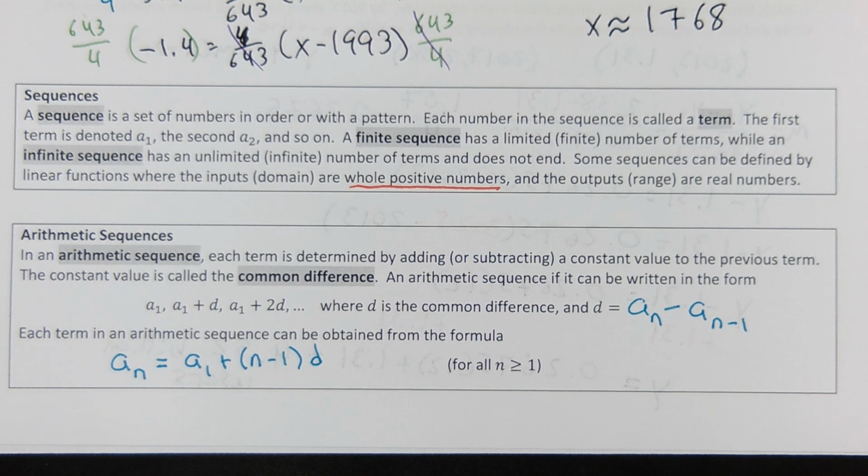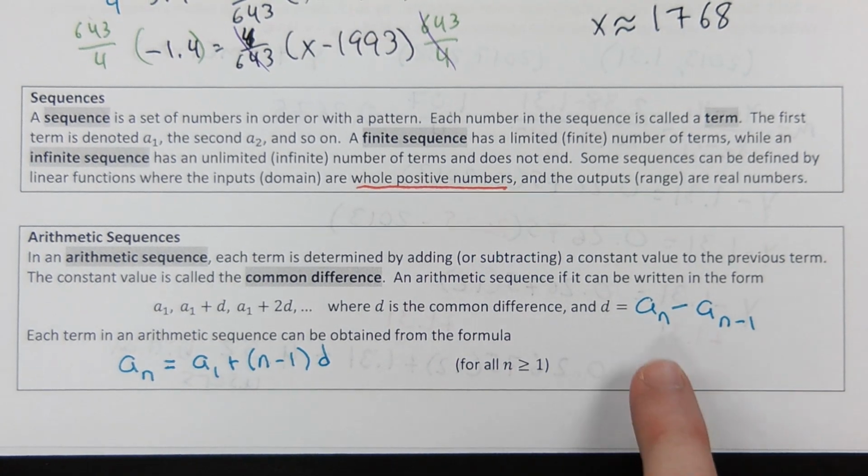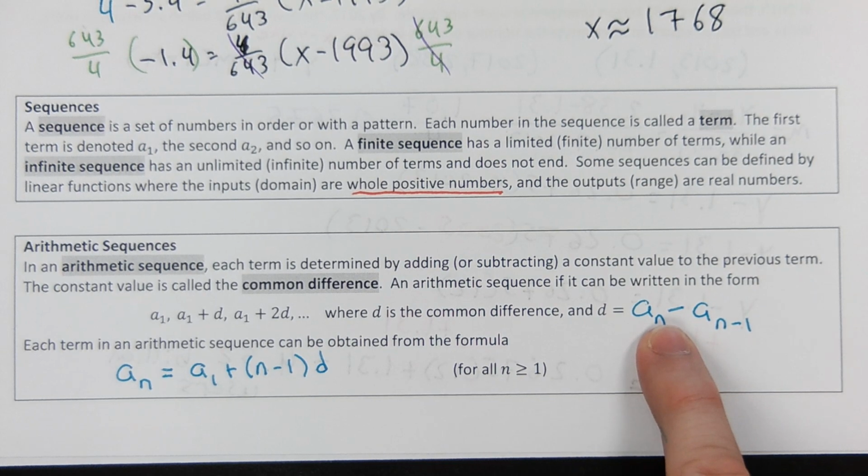Again, an arithmetic sequence is a list of numbers in order that follows a pattern of either addition or subtraction. If you are adding or subtracting the exact same number to get from term to term, you're dealing with an arithmetic sequence. And the number that you are adding and subtracting from every single term to get from term to term is the common difference. We could find that common difference by taking any term and subtracting the one before it.